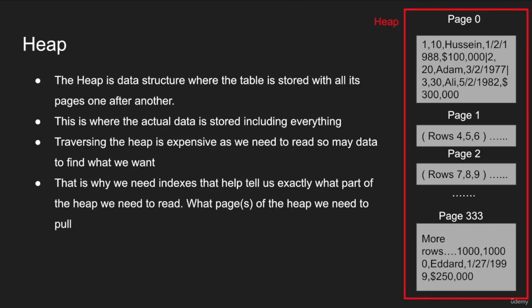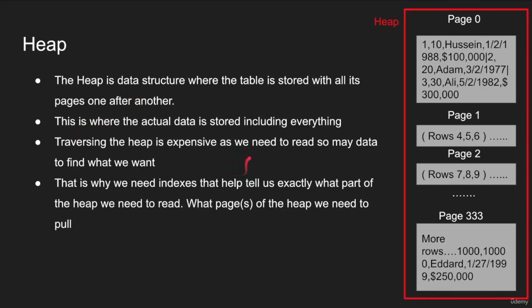Heap. What is a heap? A heap is exactly what we talked about here. A heap is a collection of pages that represent your data table. It has everything about the table itself. So everything in the table is in the heap. We call it the heap because it's a special data structure that has pretty much all the data, everything, right? And that makes it expensive to query because it has a lot of data, right? So this is where the actual data is stored.